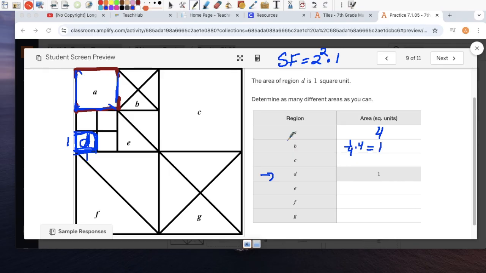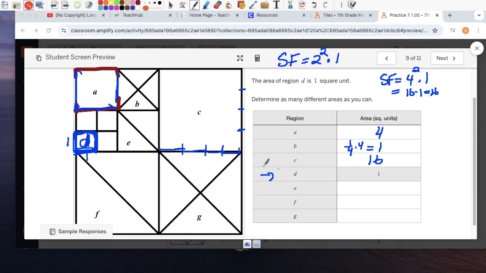Now C. If you look at C, this would be 1, 2, 3, 4, and this would be 1, 2, 3, 4. So they used a scale factor of 4 to go from the original one to C. You take 4 to the second power and multiply it by the area of the original one. 4 to the second power is 16, times 1 equals 16. So that would be 16.